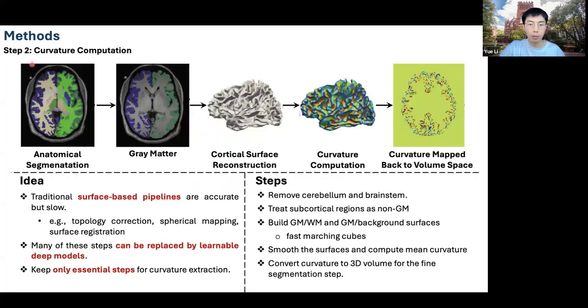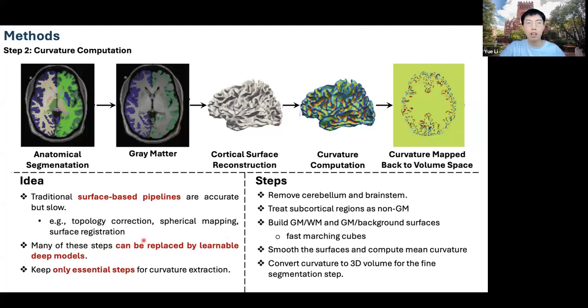Then the next step is the curvature computation. This is where they bring the geometric information that deep learning models often ignored before. The basic idea of this step is that the authors claimed that some of the surface-based pipeline can actually be replaced by a deep learning-based model. For example, the topology correction, the spherical mapping, and surface registration.